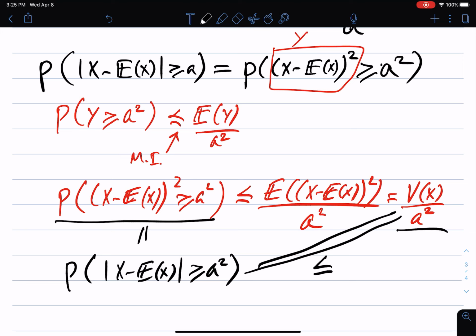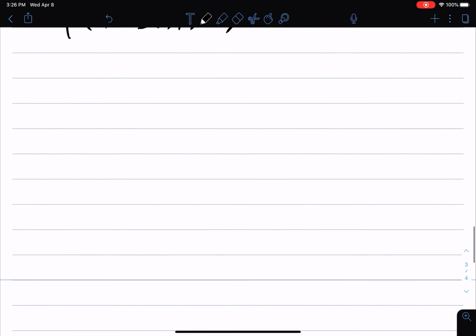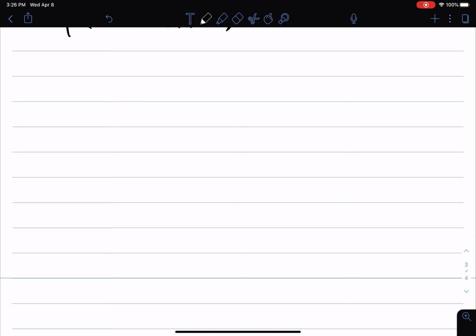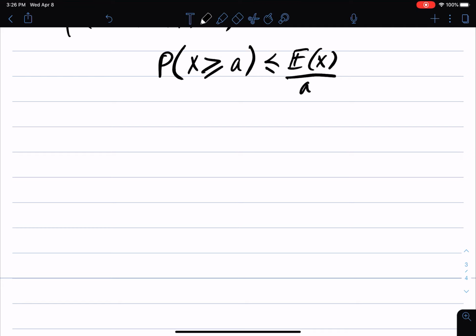So this is Chebyshev's inequality, and it follows from Markov's inequality when we look at (x minus E of x) squared, and once we take the expectation of that, we have the variance. Now it's very important to put them both side by side. So Markov's inequality is the probability of x greater than or equal to A is less than or equal to E of x divided by A, not A squared.